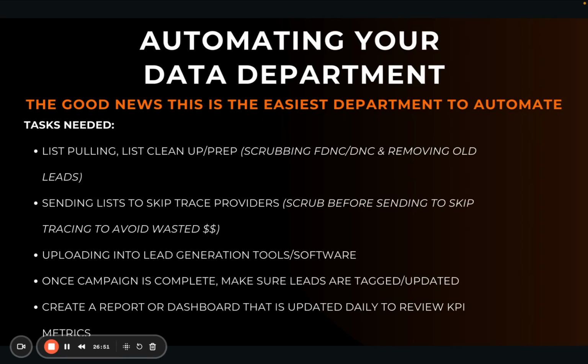So let's take a step back. In order for us to automate our data department, I want you to understand what actually needs to be done, the base level tasks that need to be done by any data department to be successful. Of course, the tasks of list pulling, list cleanup, and prep: things like scrubbing for FDNC and DNC, removing old leads, just getting your list ready and cleaned up before it goes to the skip trace provider, once leads get onto your campaigns, and once they are removed from the campaigns and decommissioned. There's a lot of cleanup that needs to be done. So that's a major time suck.